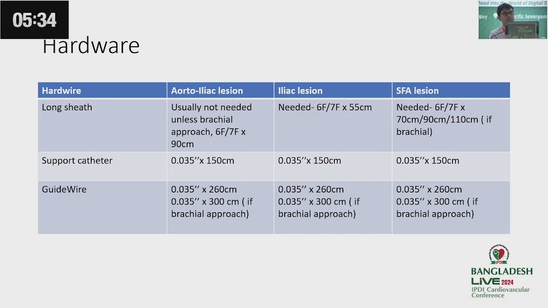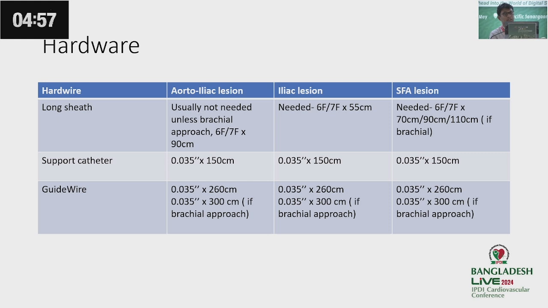Hardware selection for the aortoiliac lesions, iliac lesions and SFA lesions. We use long sheath, support catheter and guide wire. In case of aortoiliac lesions, most of the time we use 6 or 7 French into 90 centimeters. Iliac lesions need 6 or 7 French into 55 centimeters. SFA lesions need 6 or 7 French with 70, 90 or 110 centimeters if brachial approach is needed. From the access site to the lesions, the device should be long in length.